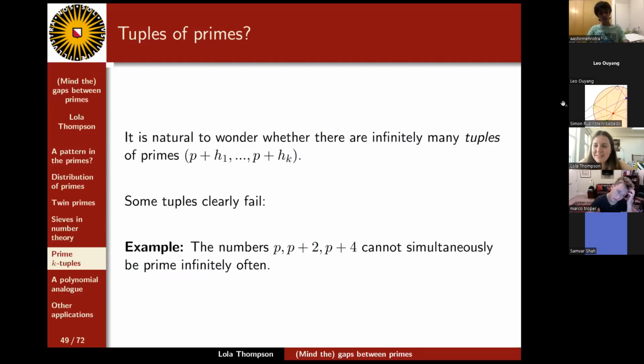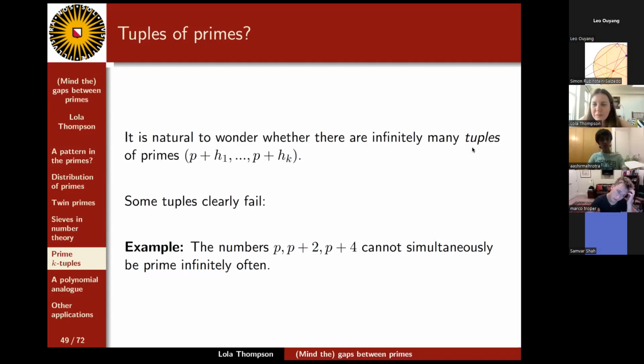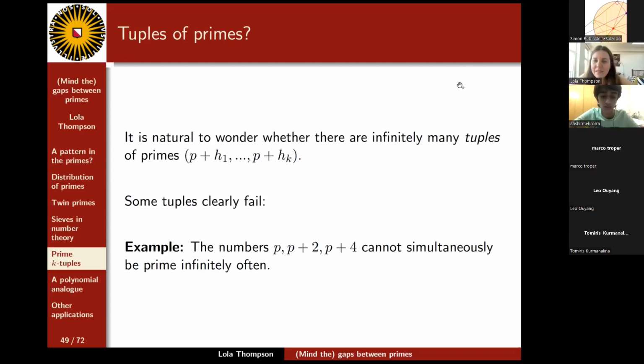Oh, I see hands raised. Great. So the first name I see is Leo. Do you want to say? Wouldn't it be like because one of them has to be a 0 mod 3, so one of them has to be divisible by 3, so they all three can't be all prime?